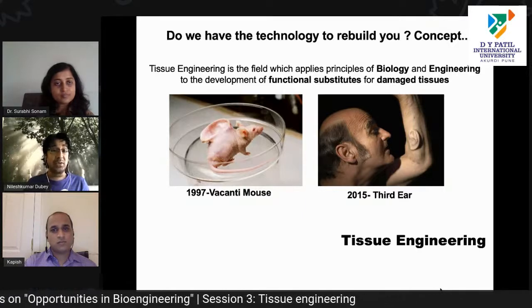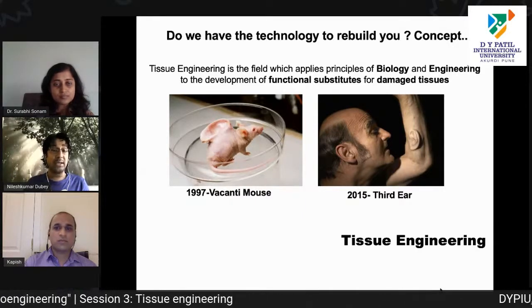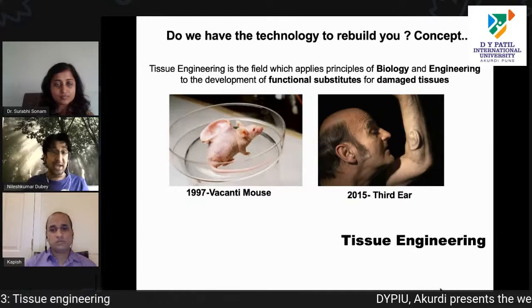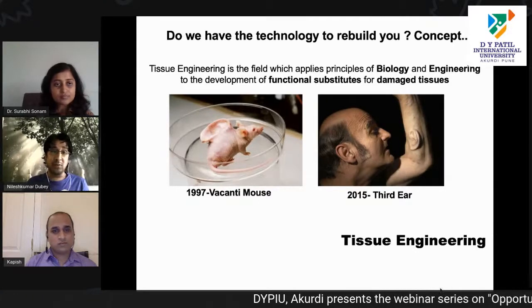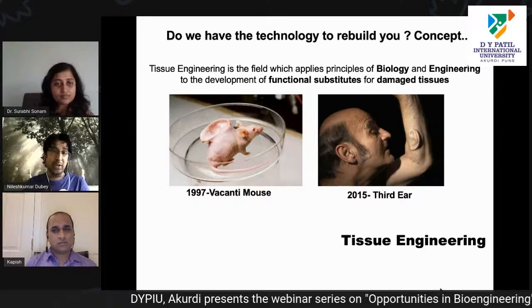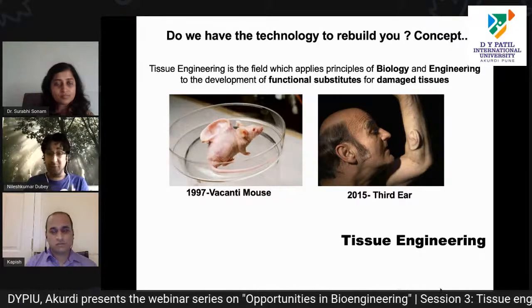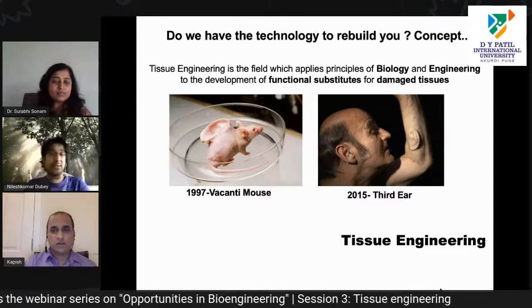And that's where tissue engineering comes in, where you can combine tissue engineering triads like scaffolds, materials, and growth factors to really guide the human developmental process. And from now, I think Kapish can take over and finish the presentation.